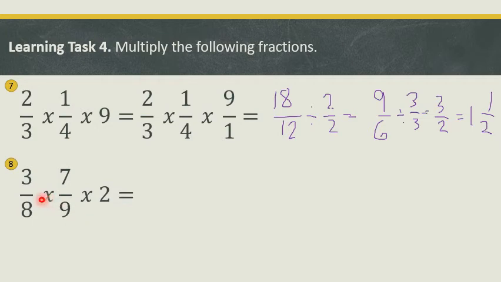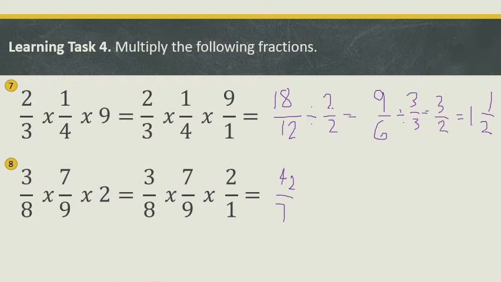Okay, number 8. So, gawin ulit natin yung 2 na fraction. Then, multiply natin. 3 times 7 times 2 is 42. 8 times 9 is 72.